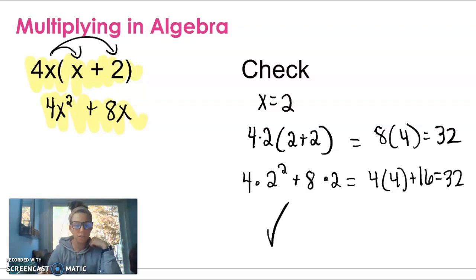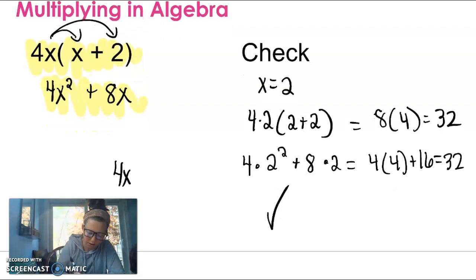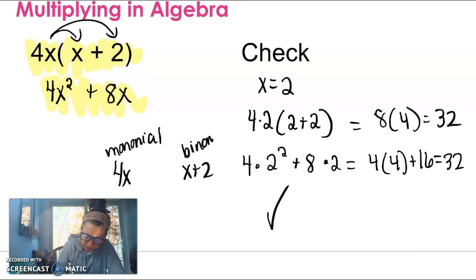That's kind of new. And just reflecting back on the vocabulary from the first lesson, we have 4x. That's a monomial because it's one term. This is a monomial, and the x plus 2 is a binomial because it's got two terms, the x and then also the 2.